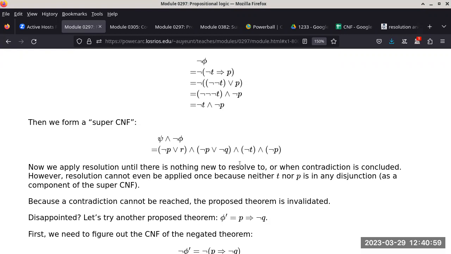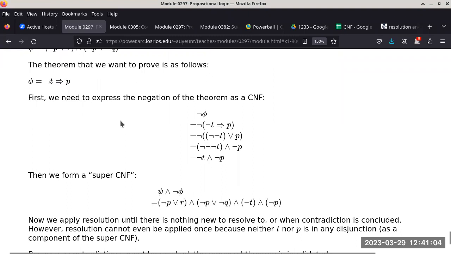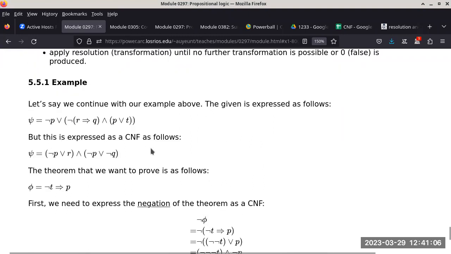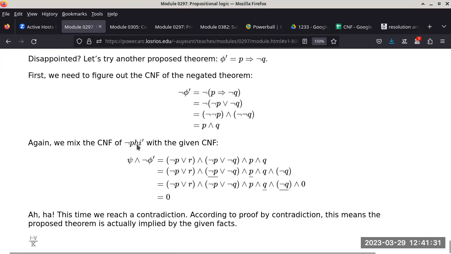The next example is based on the same psi. So we are using the same psi that we have derived up here, but this time phi is different. So this time I have phi prime, just so that I can refer to the two proposed theorems differently. This time we have phi prime being P implies not Q. And once again, we have to negate the proposed theorem first. So negate the entire thing and then turn it into its own CNF. Is that okay so far? Okay. And then we have a super CNF again.